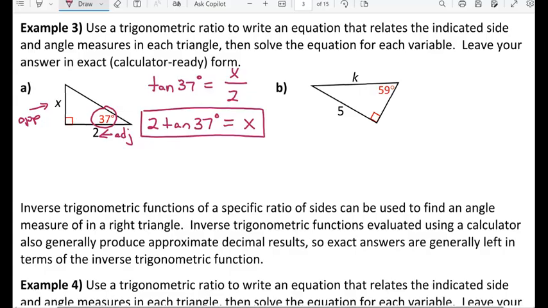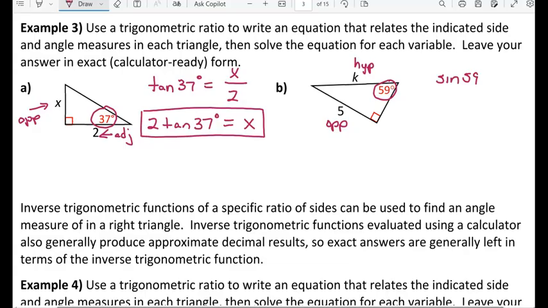All right, in B, we have a 59-degree angle, so I'm looking at the positions relative to that 59-degree angle. 5 is our opposite side to that 59-degree angle, and K is adjacent, but it is also the hypotenuse, so we're going to default to the hypotenuse on that. When we say adjacent, it's the adjacent leg, the non-hypotenuse. So if we have opposite and hypotenuse, that means we're going to use the sine ratio.